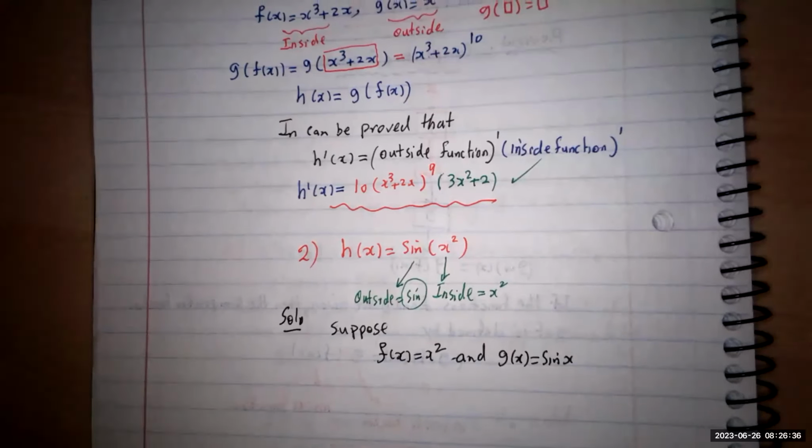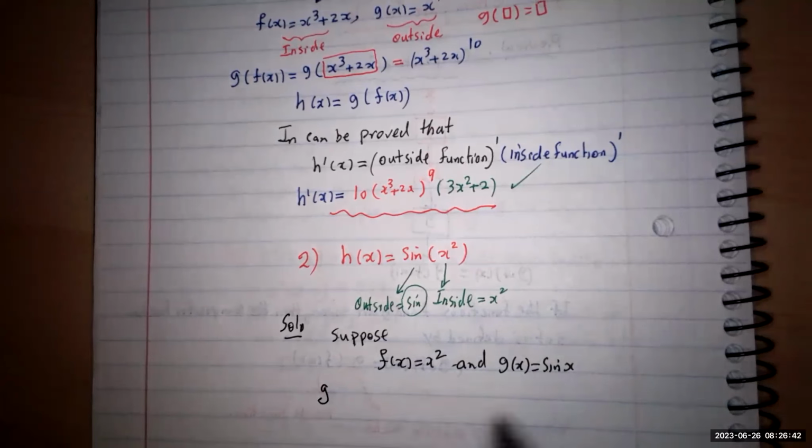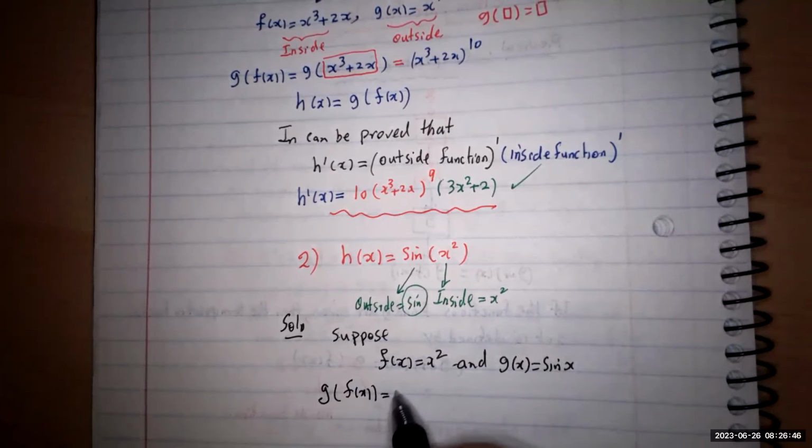Okay, now what's going to be the composition that you are interested in? You are interested in f of g, outside g of f of x. So it's going to be g of f of x is x squared, g of x squared.